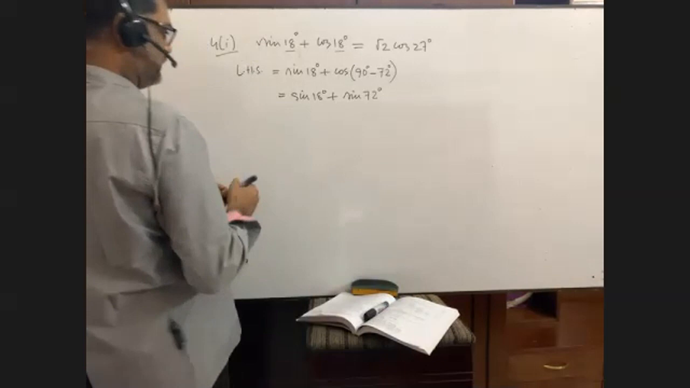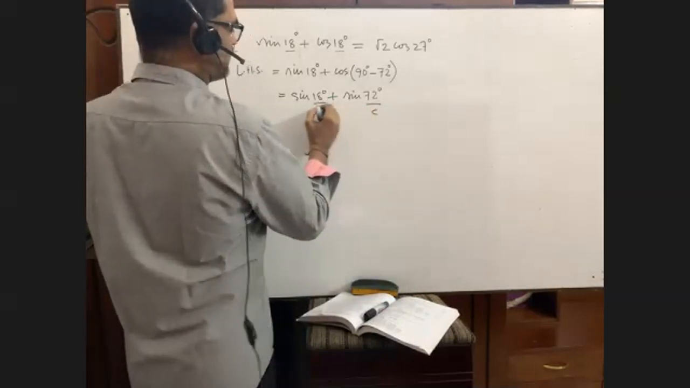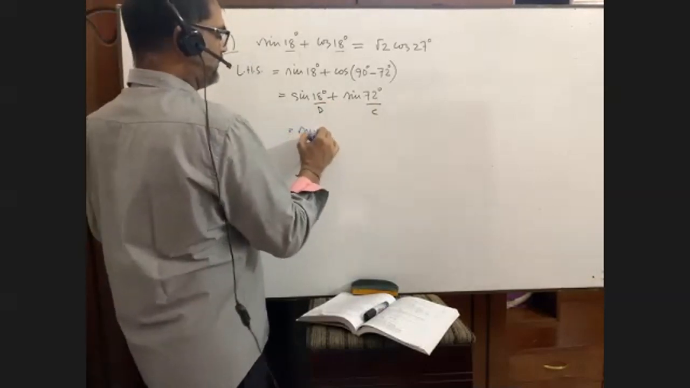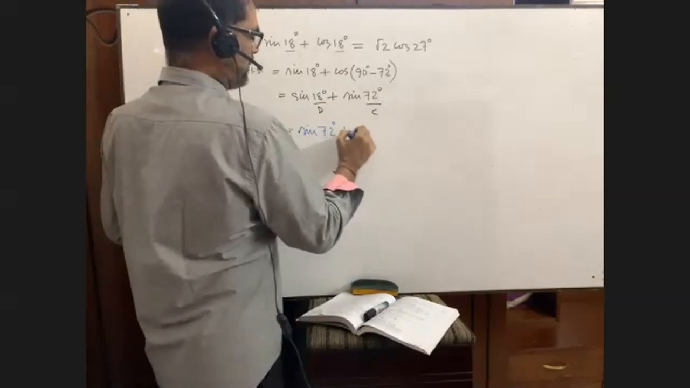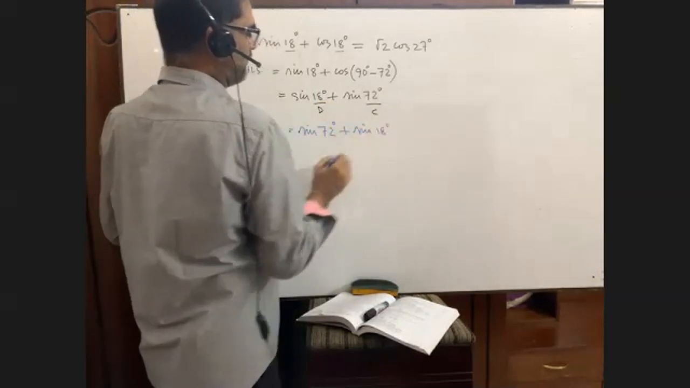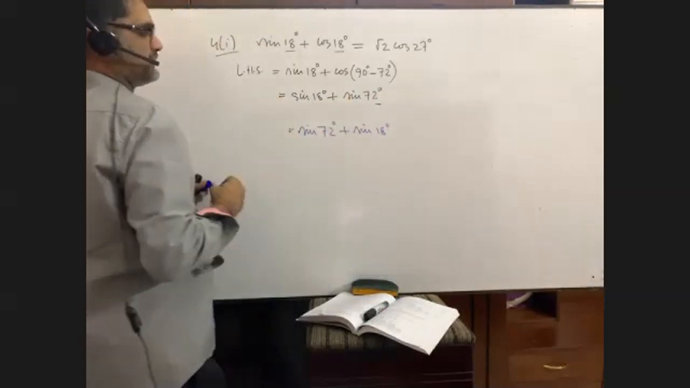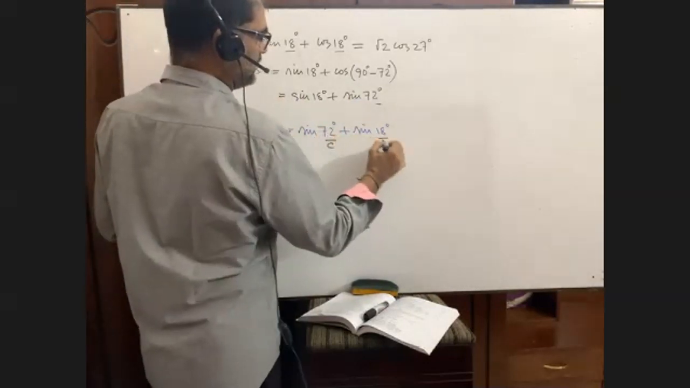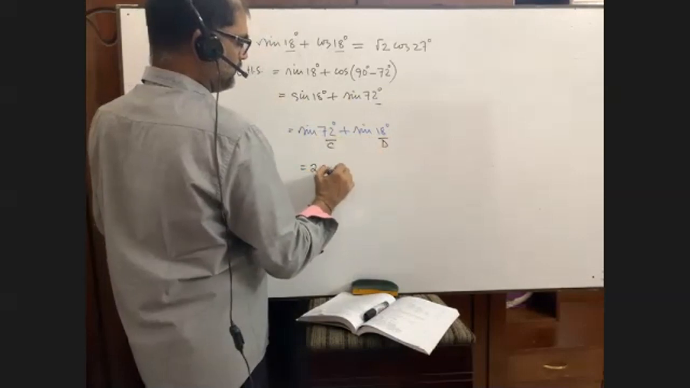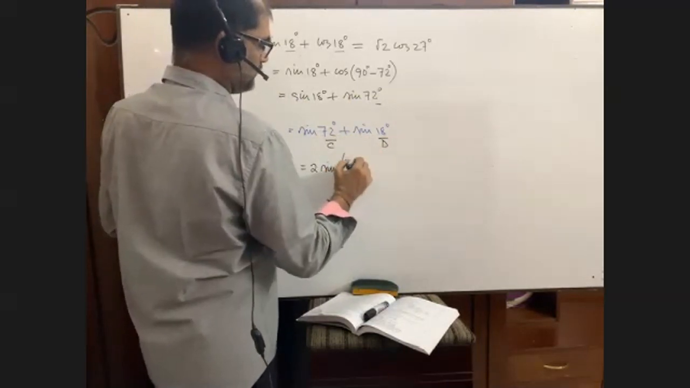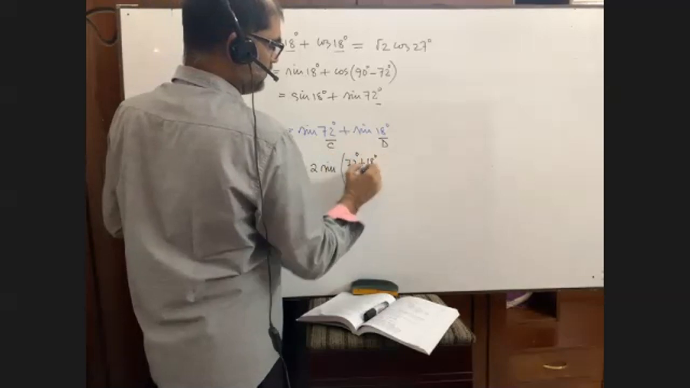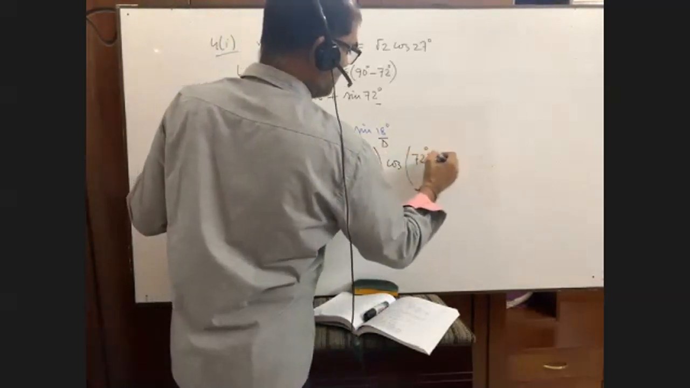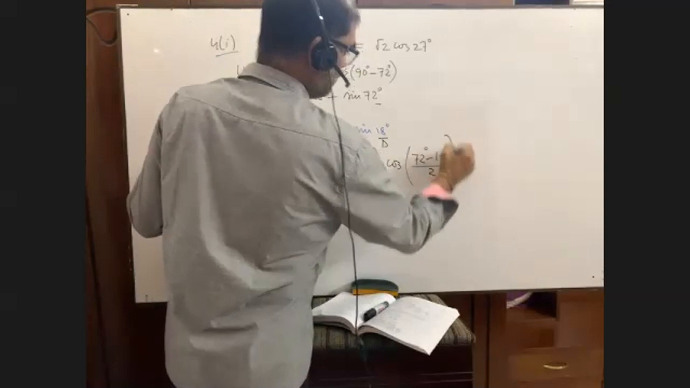Okay, now you just let me know, it is sine C and it is sine D. What is the formula for sine C plus sine D? Formula number 9. Sine C plus sine D equals 2 sine of C plus D by 2 into cosine of C minus D by 2. This is formula number 9.